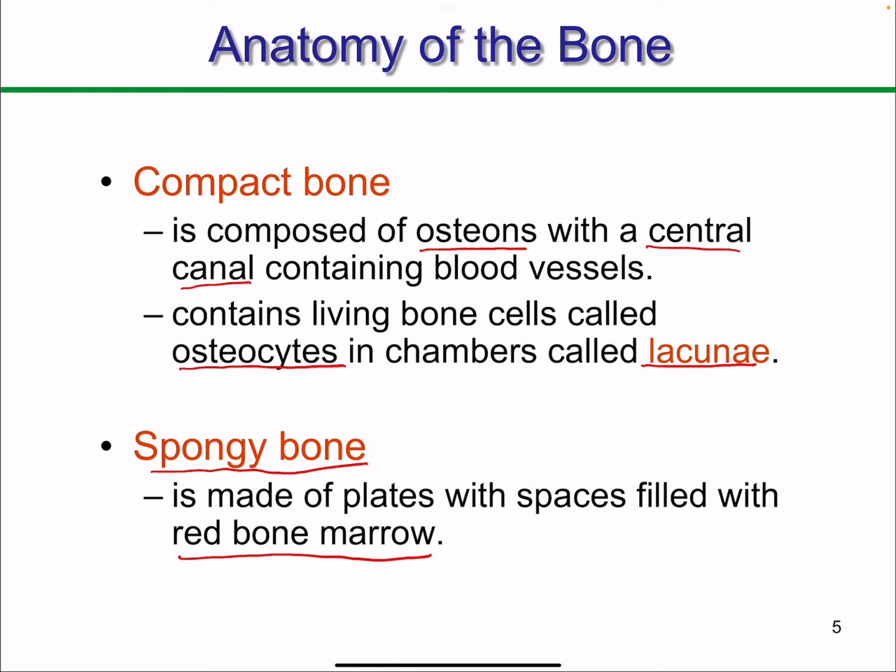And that red bone marrow is the one that contains the precursors of blood cells, whether you are talking about red blood cells or white blood cells or even platelets, right? The precursors of blood cells, or the formed elements of the blood, come from the red bone marrow.